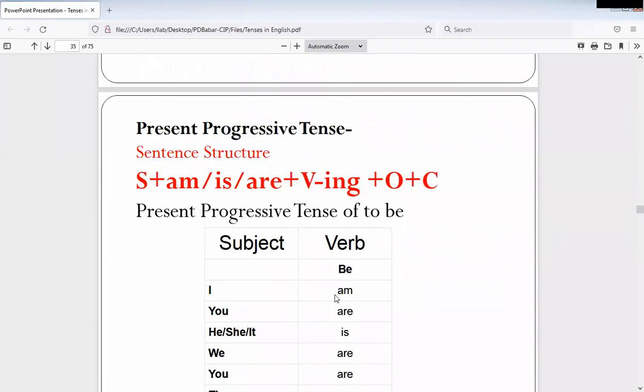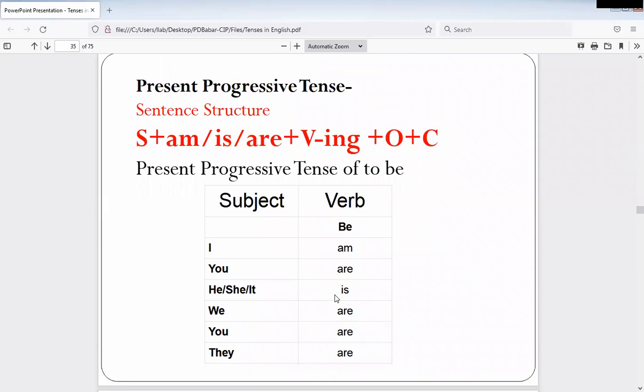Then moving towards the sentence structure for the continuous present tense or present progressive tense. The sentence structure for present progressive tense is subject plus am or is or are plus VING plus object plus complement. Subject plus am, is, are plus VING plus object plus complement. So this is the sentence structure for present progressive tense or continuous present tense.